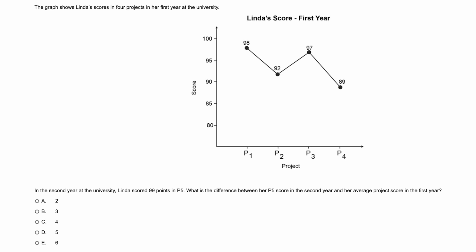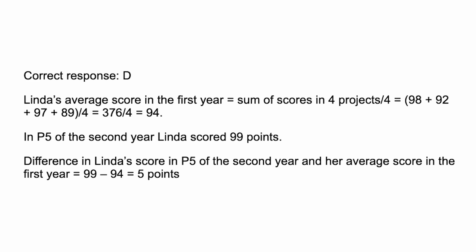And it's told you that in P5, Linda scored 99 points. So all you need to do is 99 minus 94 in your head, which is a difference of 5 points. Therefore, the correct answer here is D.